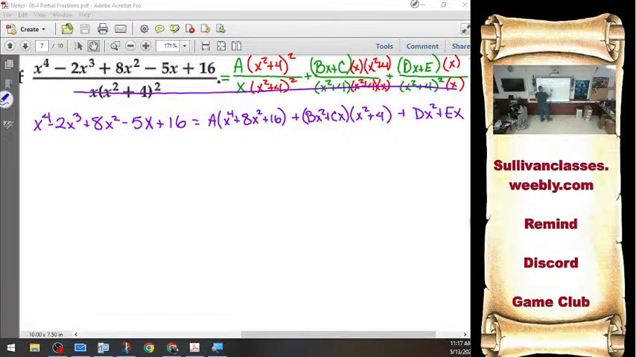So we're going to have ax to the fourth plus 8ax squared plus 16a.